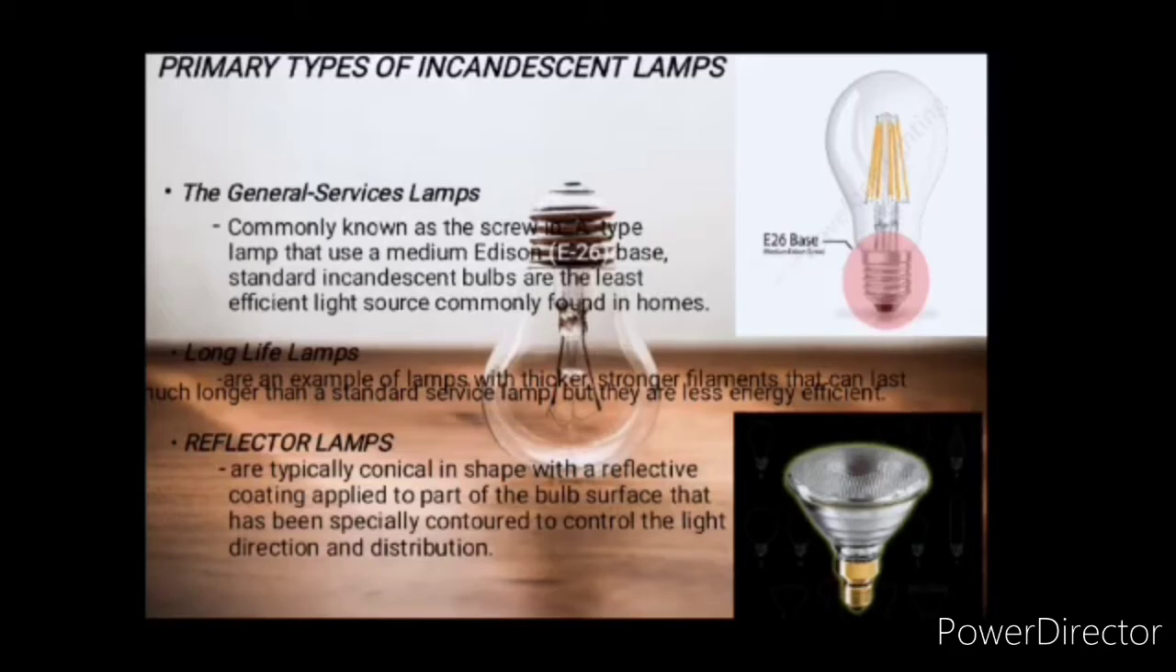Then the second is the reflector lamp. The reflector lamps are typically conical in shape with reflective coating applied sa ibabaw sa bulb that has been specially contoured para makontrol ang direksyon sa light and distribution. So mao na siya ang sa right side, mao na siyang example sa the General Services lamp nga E26 base and the reflector lamps, mao na siyang commonly nga atong makita.